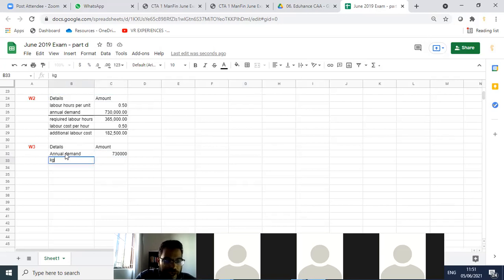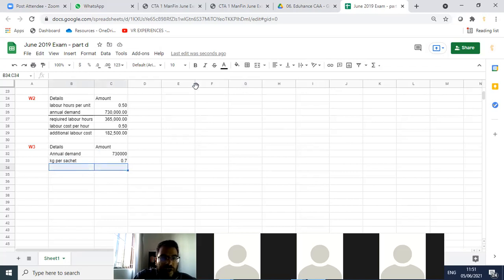Kilograms per sachet. Now remember, there's 1,000 grams in a kilogram, right? So each sachet requires 700 grams. Now we want to convert this into kilograms. So we're going to say each sachet requires 700 grams, but we want this per kilogram. So we divide it by 1,000 because one kilogram equals 1,000 grams. So therefore it is 0.7 kilograms.